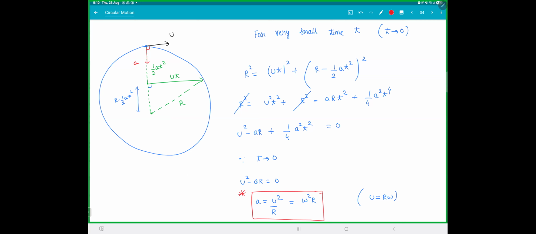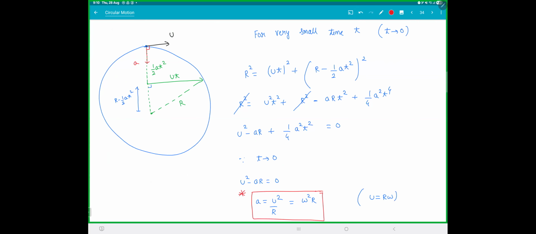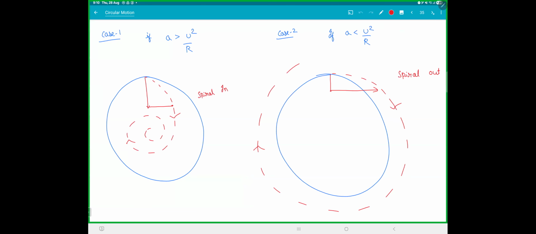Again, we are just proving everything intuitively with kinematics. I didn't use any calculus, nothing. This all started with one statement: particle goes in a circle with constant speed. From there, we proved A must be perpendicular. Now I'm interested in what the value of A is. So then I said for a very small time, using kinematics, I can prove that A's value should be u square by r. So if you want to go in a circle with a constant speed, you need to have an acceleration of u square by r. If you don't have u square by r, then either you will spiral in or spiral out.